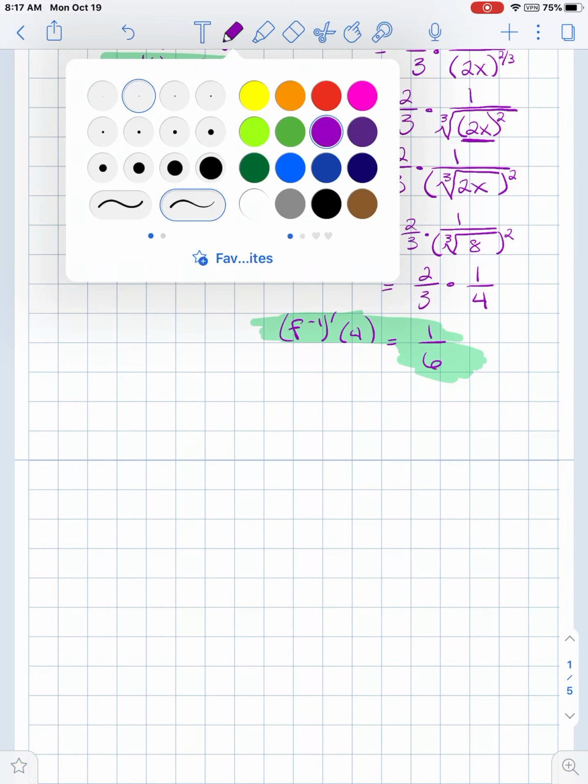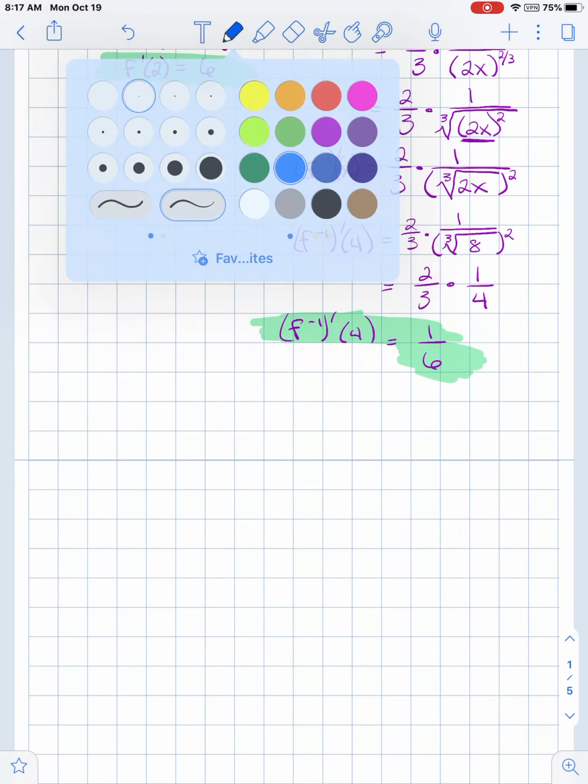Okay, I'm going to use a different color now because I want this to stand out. Blue. So let's look at the function, the natural log of x. And let's find its inverse. To find its inverse, we're going to switch the x and the y. So x equals the natural log of y, and then we need to isolate the y.